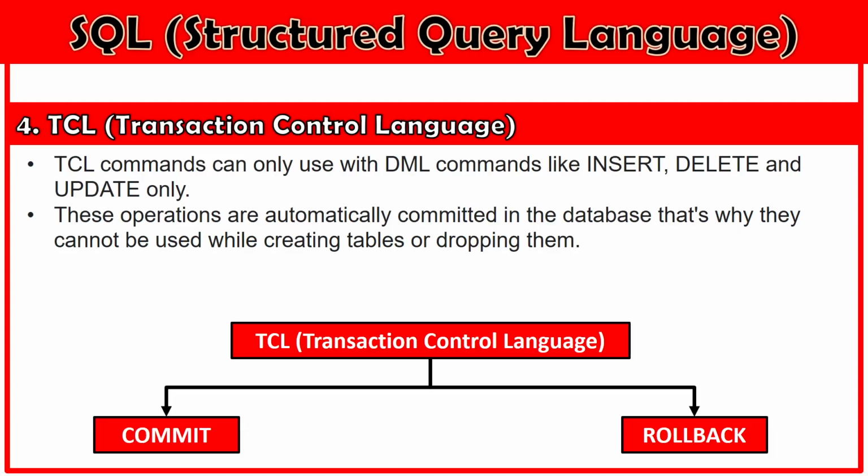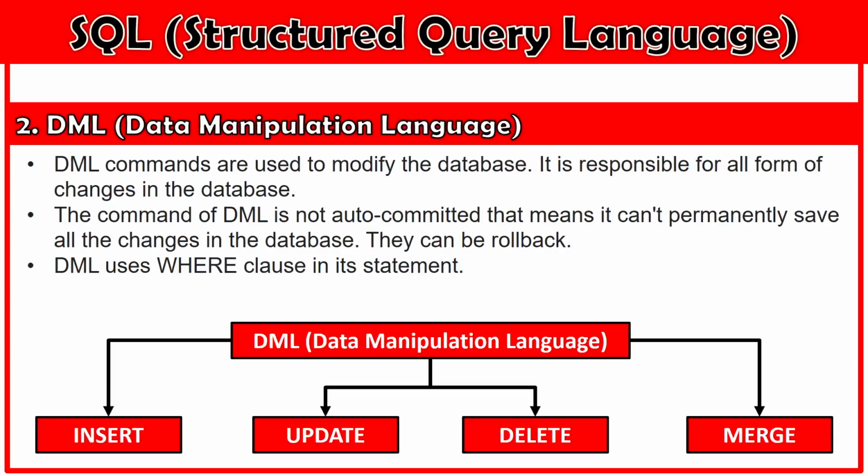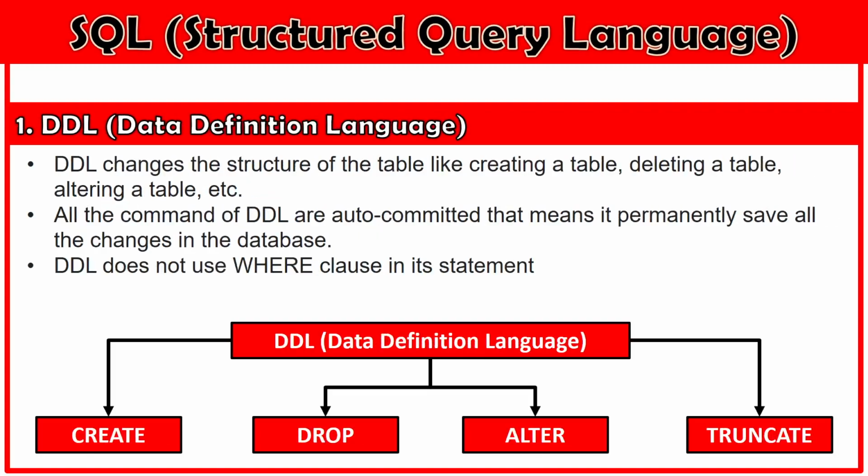As you can see, the TCL commands can only be used with DML operations like insert, delete, and update only. DDL operations are automatically committed in the database, so they cannot be used while creating a table or dropping a table. As I already explained before, all the DDL commands are auto committed. It means that command doesn't require a commit command. Whenever we perform a DDL operation, it automatically and permanently saves in the database.